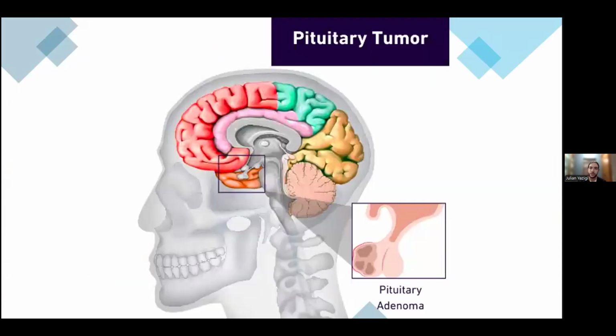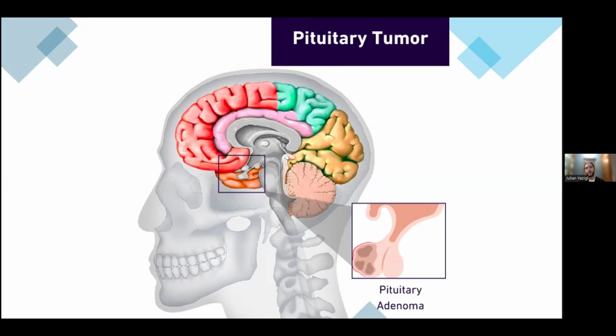Pituitary adenomas are also benign neoplasms. These, however, arise from the adenohypophysis and represent the most common tumors of the sellar region. They account for approximately 10 to 15% of all intracranial tumors and are typically slow growing but clinically significant due to both hormone secretion and mass effect on the surrounding structures. They're broadly classified based on size and function.